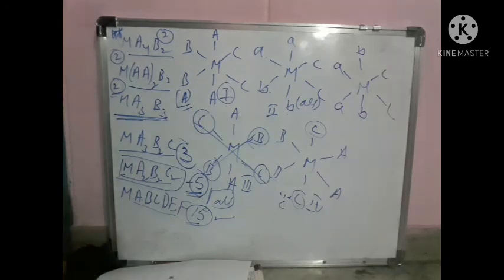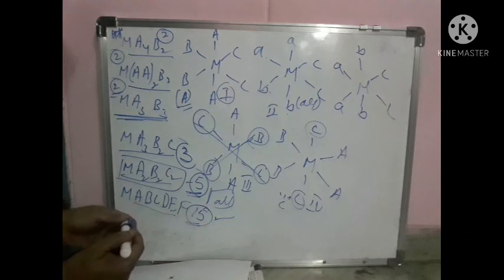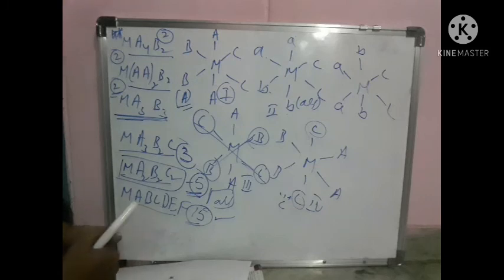Now in the next class we will discuss optical isomers. Optical isomerism is exhibited in octahedral complexes. Which kinds of octahedral complex compounds exhibit optical isomerism, we will discuss in the next class.